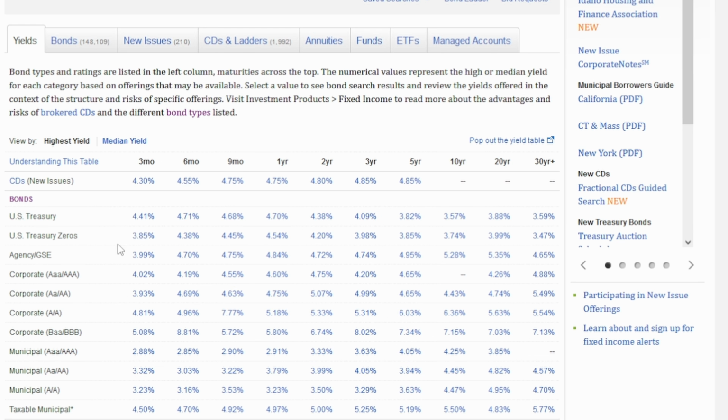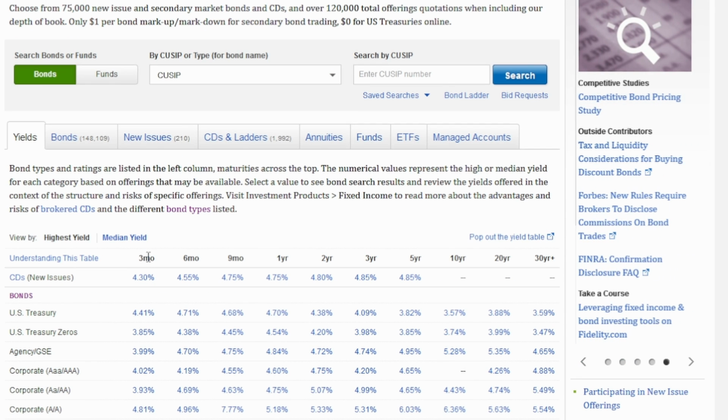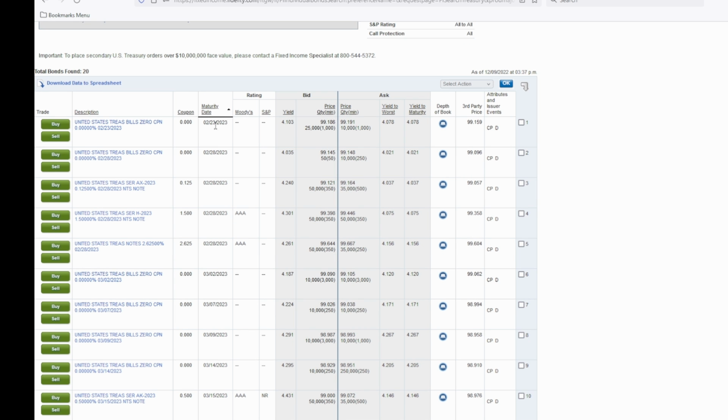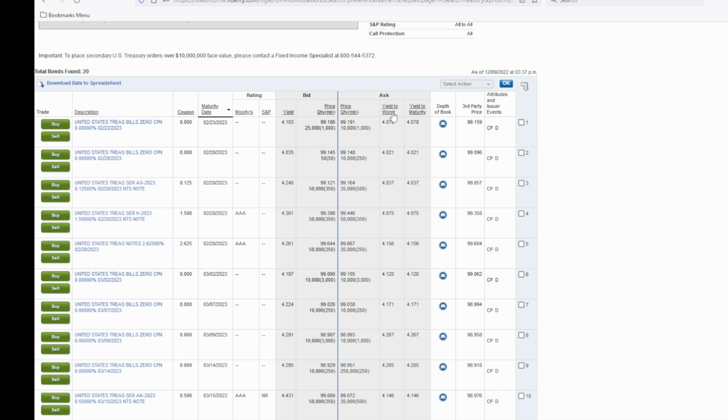So back to this screen again. So let's click on the 4.41%, the 3-month US Treasury. So you can sort by maturity date, see the closest one. So the closest one matures on February 23rd, and it has a yield to maturity of 4.078%. And notice that the yield to worst is the same as the yield to maturity. The yield to worst just means the yield you would get if the bond is callable. And if it got called, what would your yield be?